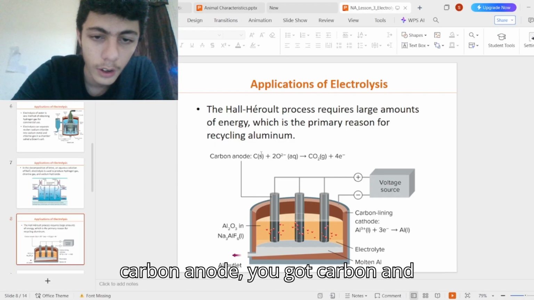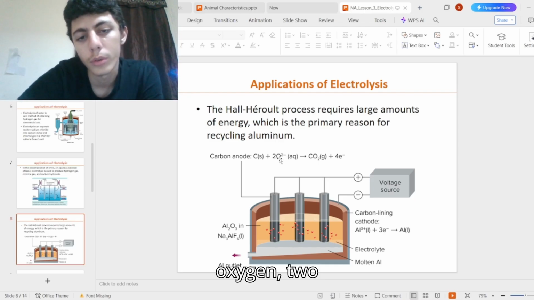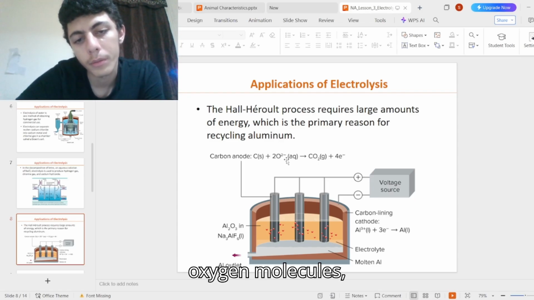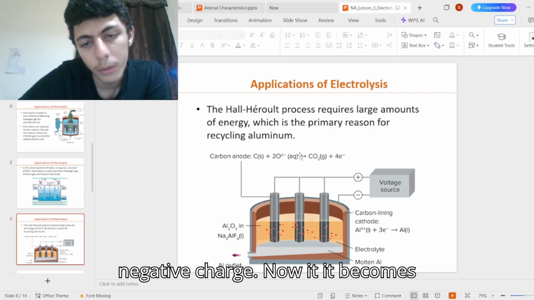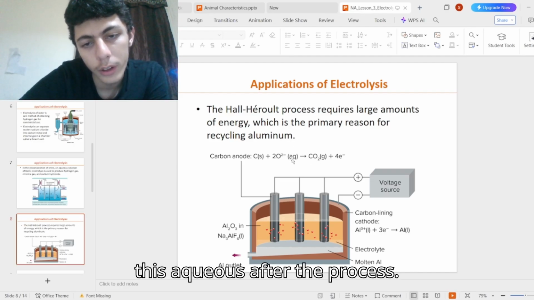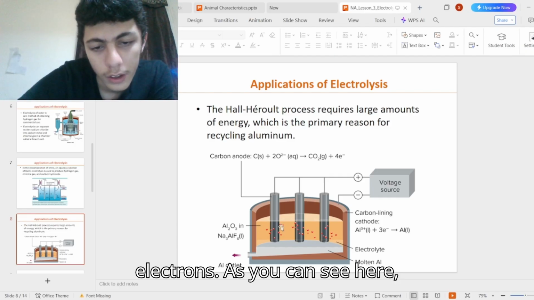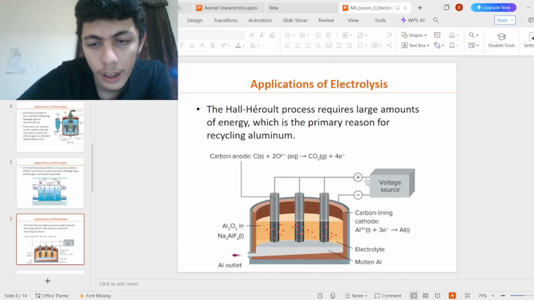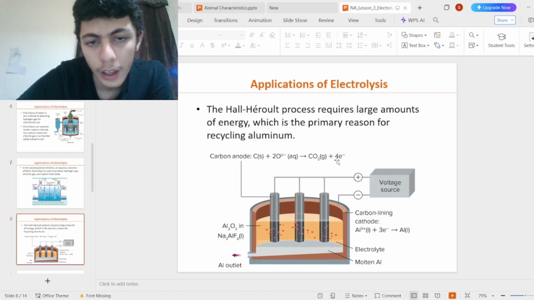Here, as you see, the carbon anode, you have carbon and two oxide ions, O2 with a negative charge. Now it becomes aqueous. After the process, it becomes carbon and it loses 4 electrons. As you can see here, electrolysis happens with the aluminum.